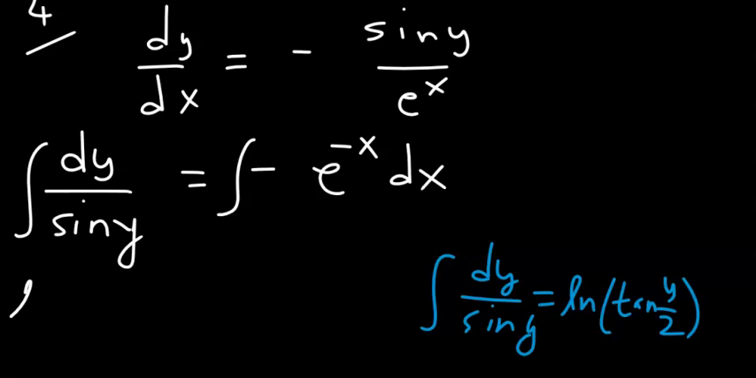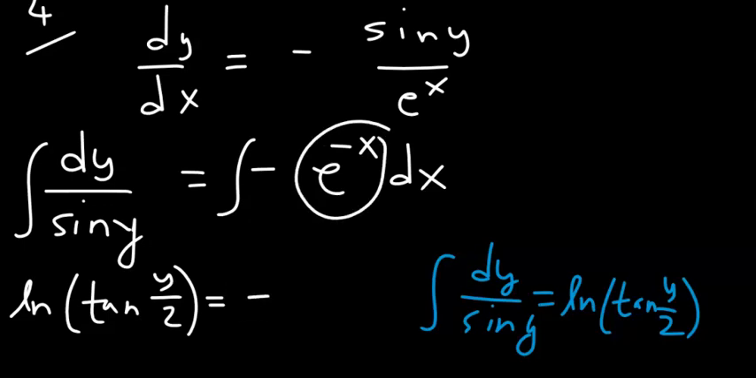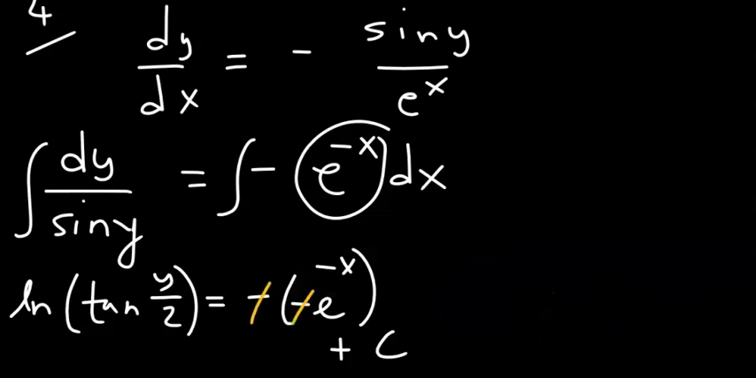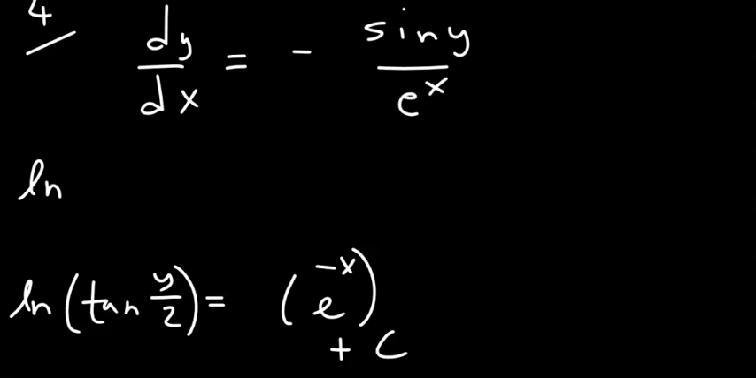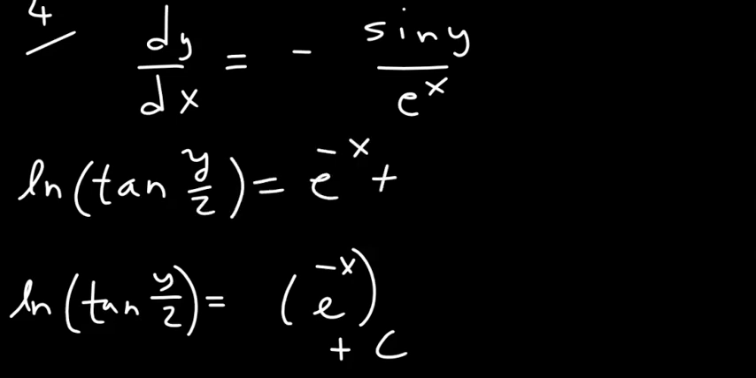Substituting the answer here, natural log tangent y over 2 equals minus integration of e to the power minus x, which will give you minus e to the power minus x plus an integration constant, let's call it c. So this minus will kill that minus, and there you have it. The general solution to the above differential equation is natural log of tangent y over 2 equals e to the power minus x plus integration constant c.